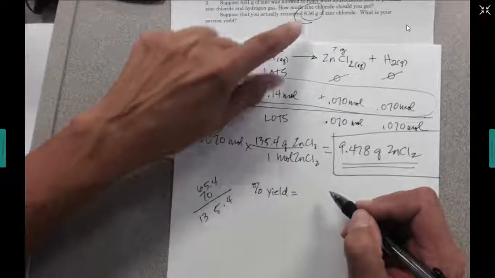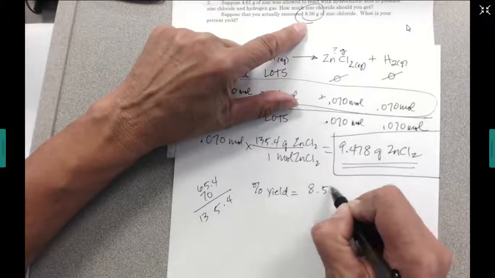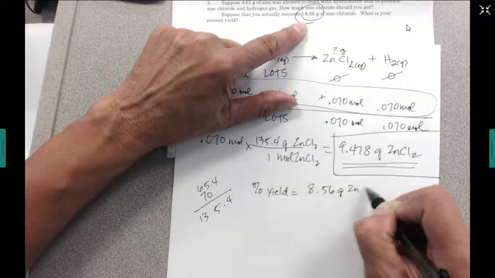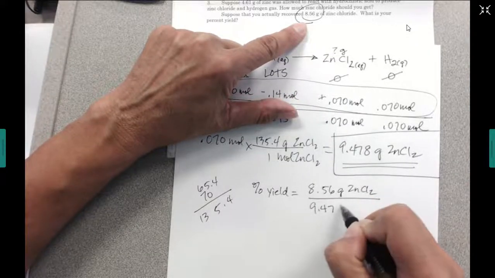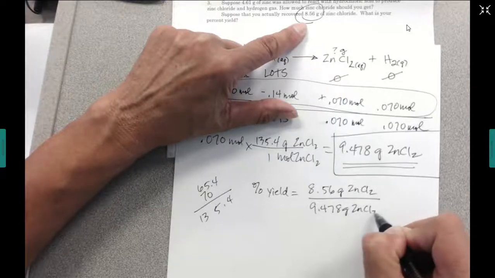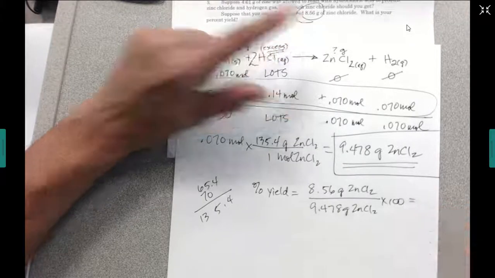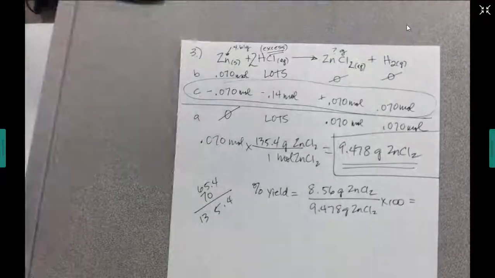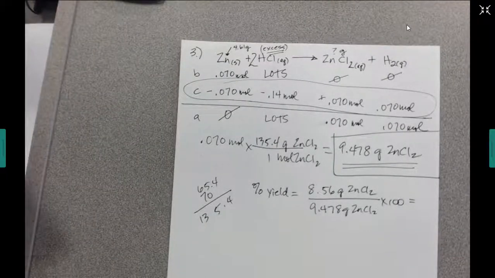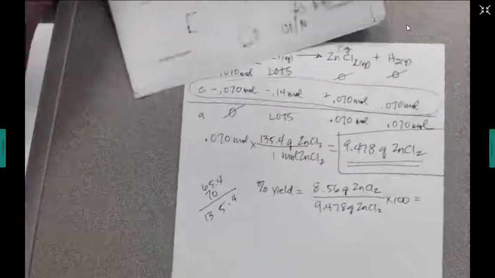So I would take my 8.56, which is what I actually made of the zinc chloride. I divide it by how much I was supposed to make of the zinc chloride times 100, right? And that should get me, what number is it supposed to be? About 90%, right? About 90%.